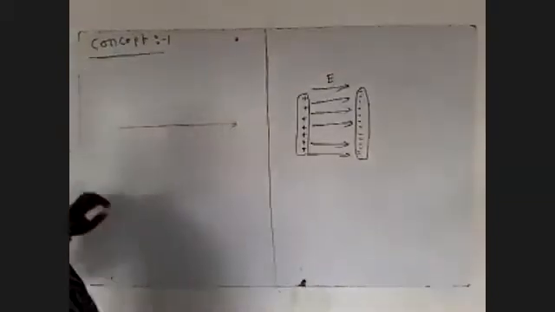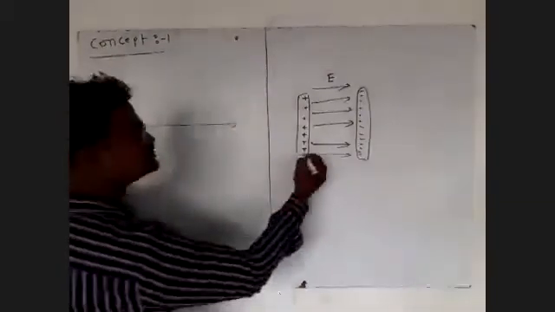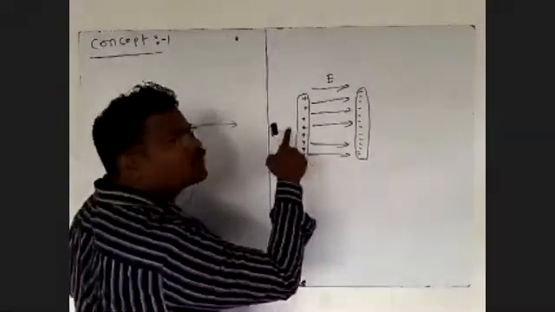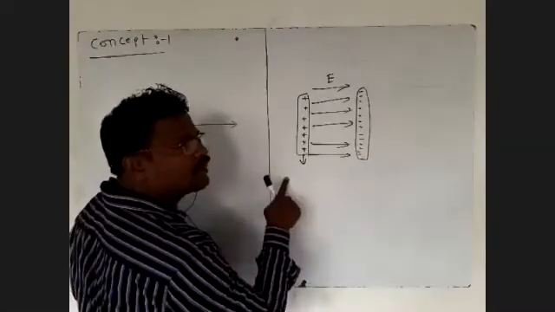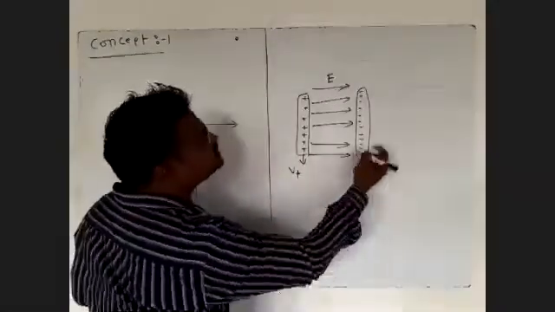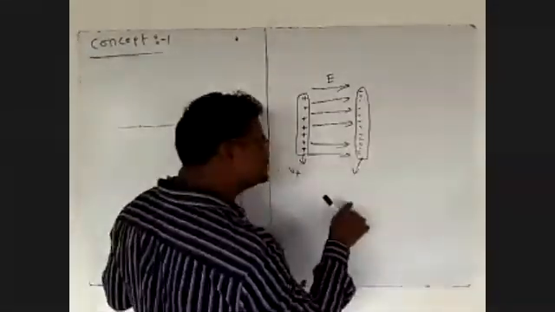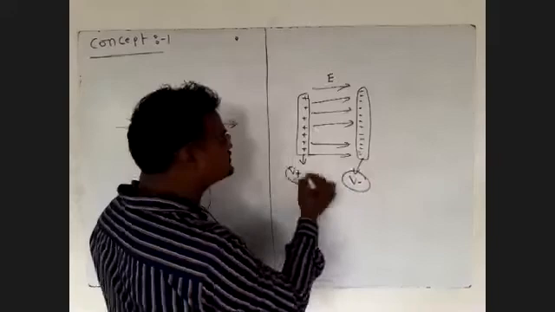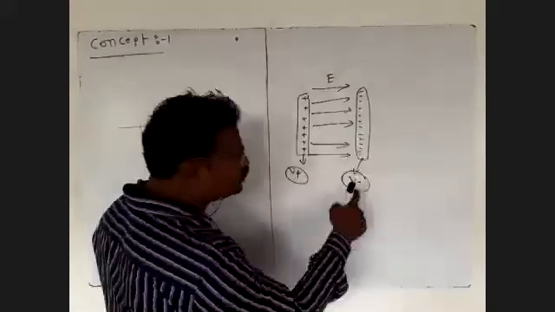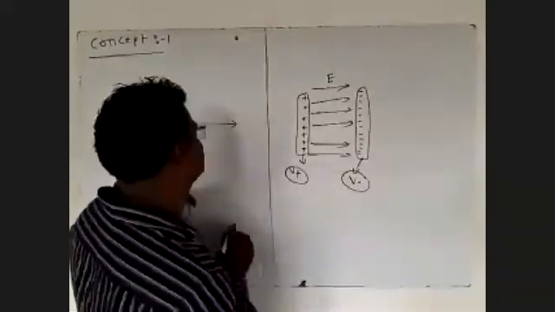Between the two plates, at this point, this is a positive charge body. Positive charge gives positive potential. So this is a negative charge body. Negative charge gives negative potential. This is a high potential. This is a low potential. Keep it in mind.